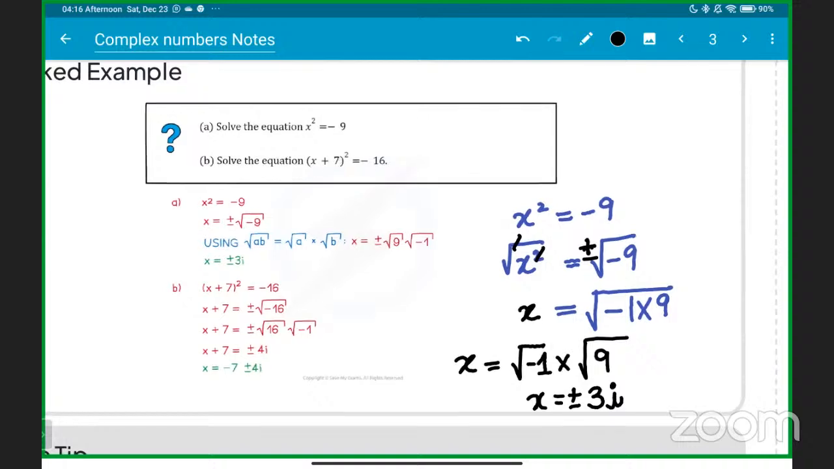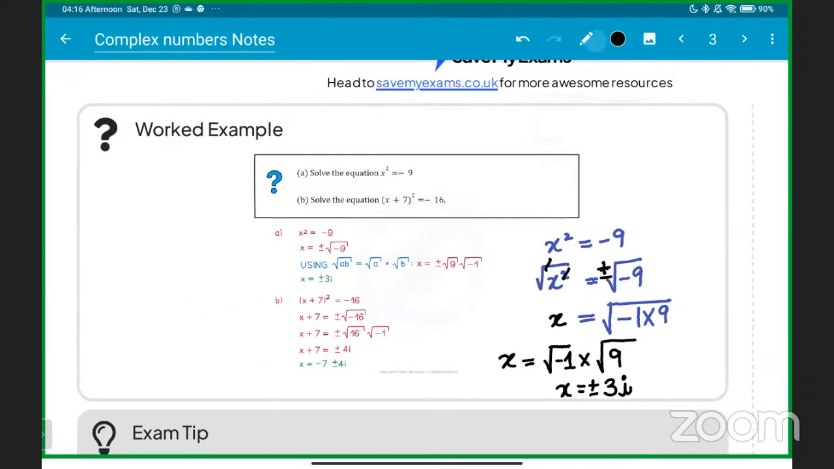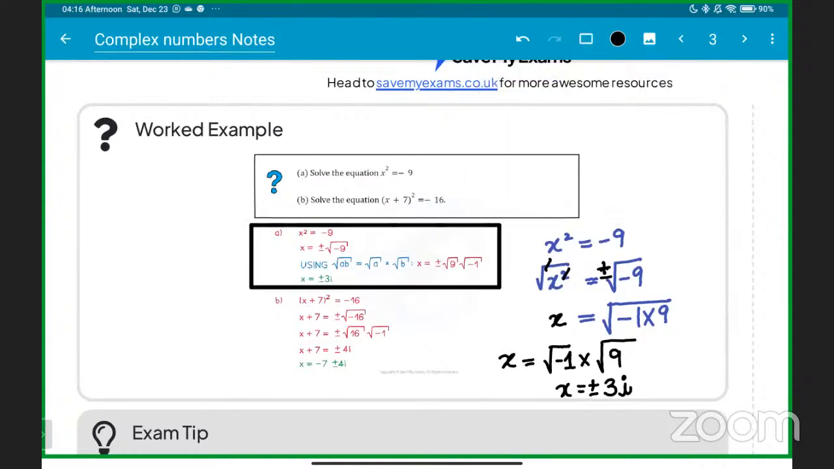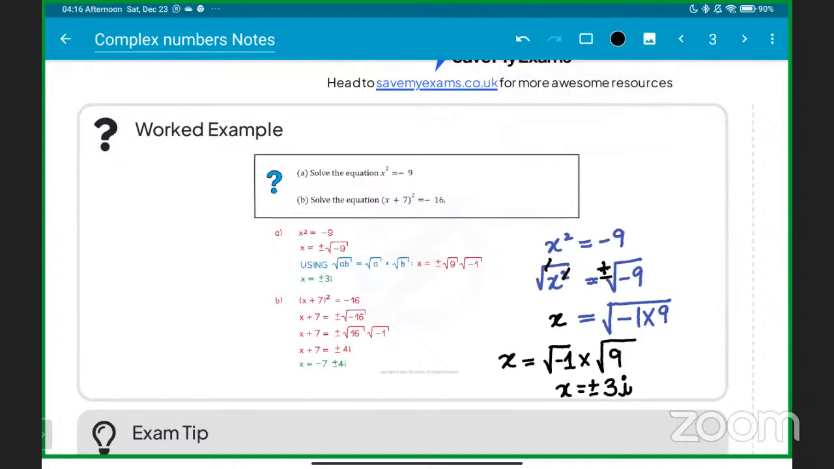Let me know if this is clear. I'll have to remove this because you already have the solution. You can already revise from this working. That's how you do it: you separate the two of them. You say that the square root of minus 1 is i and the square root of 9 is 3, and that's how we got it. Can I remove this? Got it, everyone?